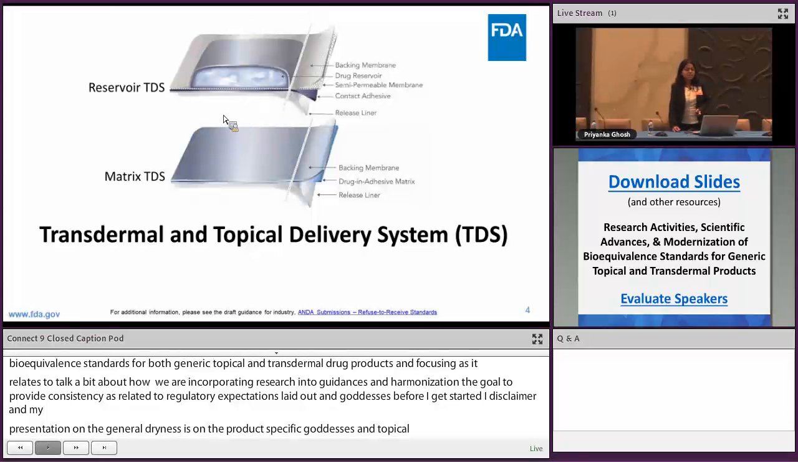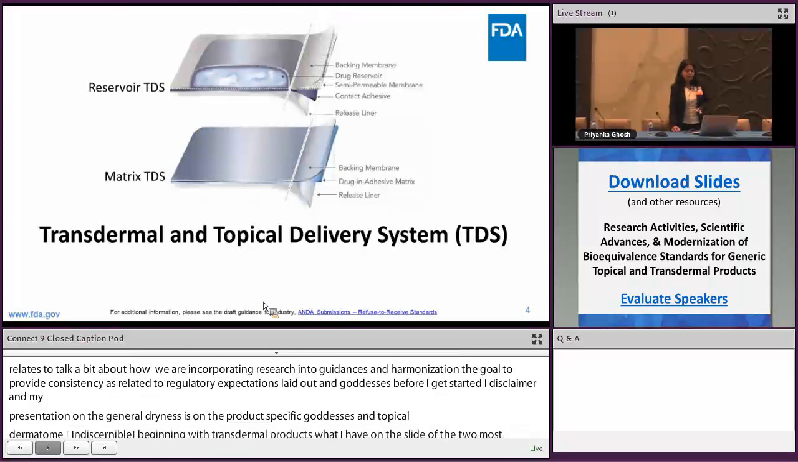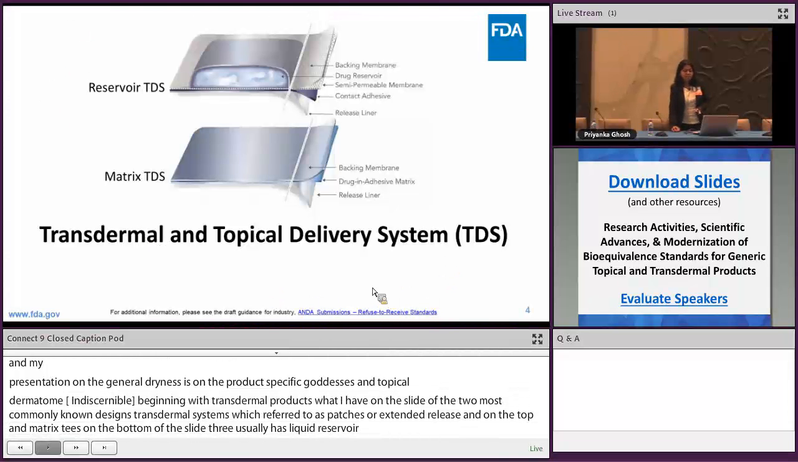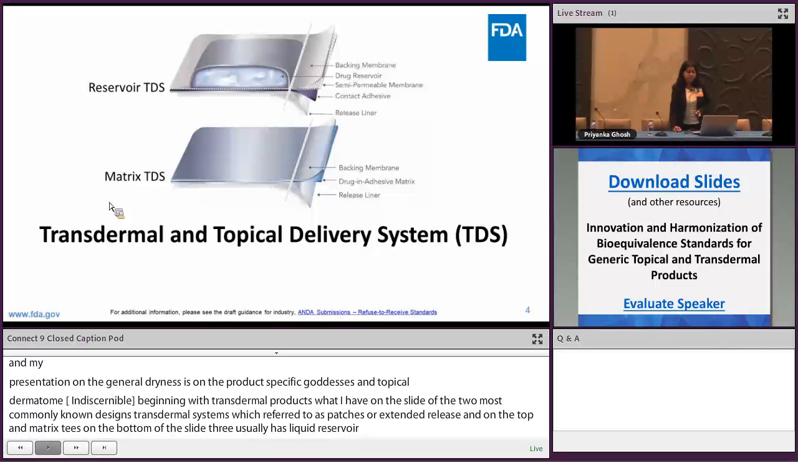There may be unique failure modes associated with these products, and therefore, if you are considering developing a generic product with a reservoir design, we recommend that you look at the guidance that is noted at the bottom of the slide, the refuse to receive guidance, and talk to the Office of Pharmaceutical Quality as early as possible during your product development program to discuss the viability of your product design. The matrix transdermal systems are more widely used for transdermal products that are currently available in the market.